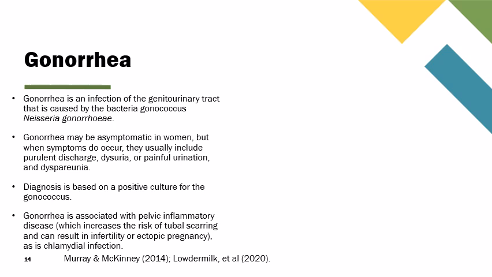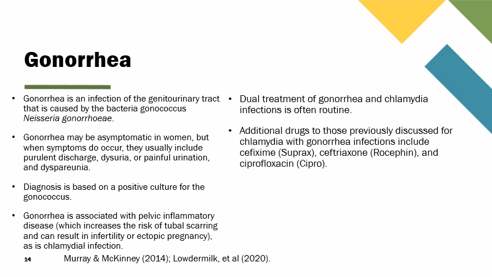And the diagnosis is based on a positive culture for gonococcus, and gonorrhea is actually associated with pelvic inflammatory disease, which increases the risk of tubal scarring and can result in infertility or ectopic pregnancy, as in chlamydia infection. So actually, gonorrhea and chlamydia often exist together. So dual treatment for gonorrhea and chlamydia needs to be done as a routine.